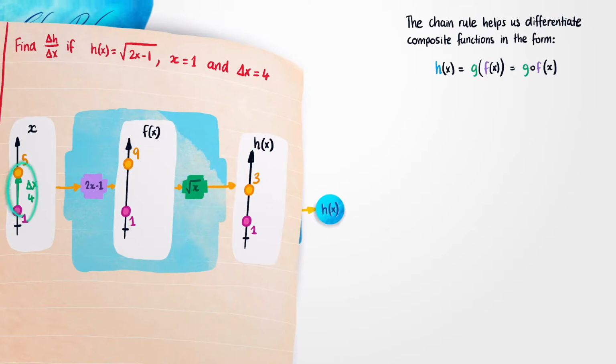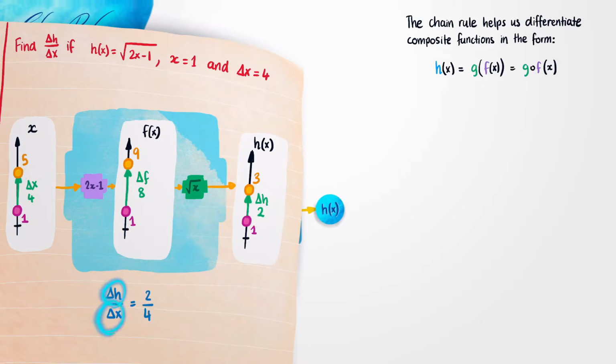So we started with a change in x of 4, and we want to see what the gap is in f and in h as well. Now for f, we started at 1 and we ended at 9, so the gap is just equal to 8. And then for h, we started at 1 and ended at 3, so the change in h is just 2. And now we're ready to answer the original question. Change in h on change in x is just going to be 2 on 4, which is just a half.